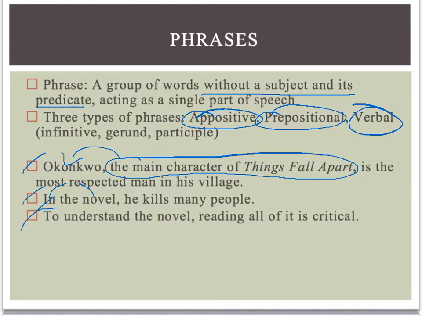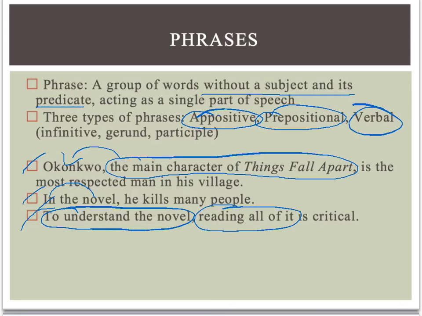So if you look at this sentence, to understand the novel, reading all of it is critical. This actually has two verbal phrases. To understand the novel, right, here is one. And reading all of it, right? To understand the novel, there's an infinitive, right, to understand. Reading all of it starts with the gerund reading, right? So reading all of it, that's a noun phrase, right?